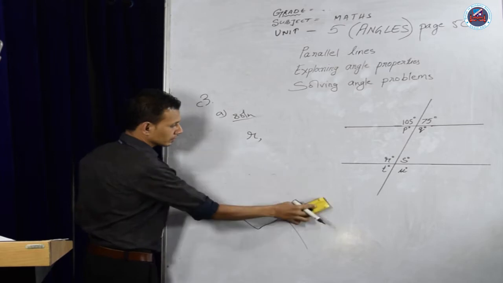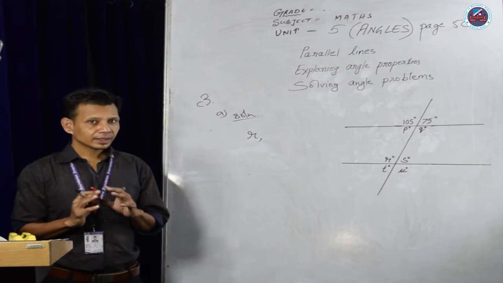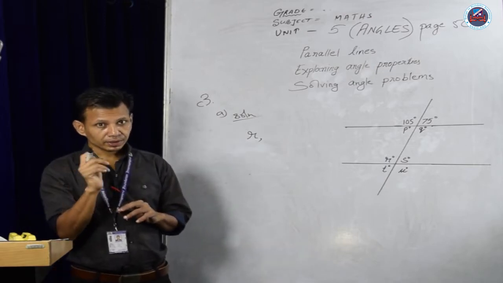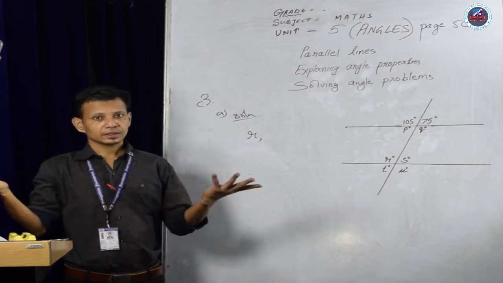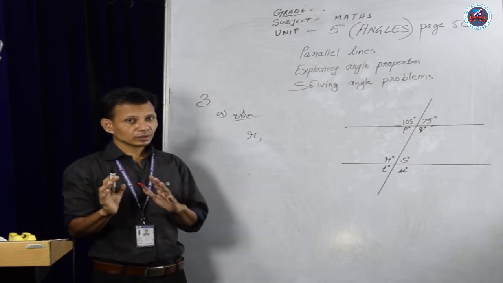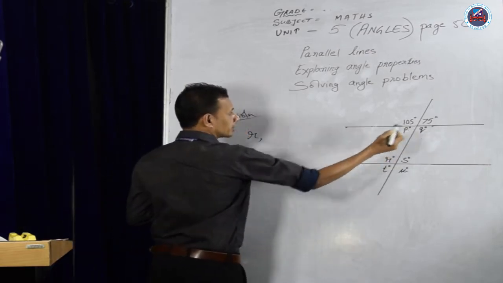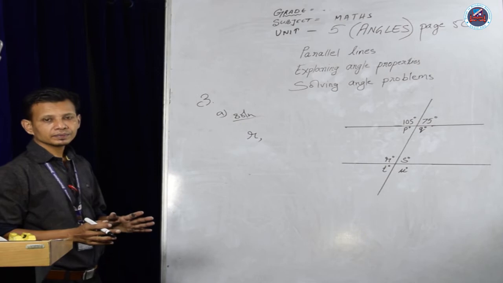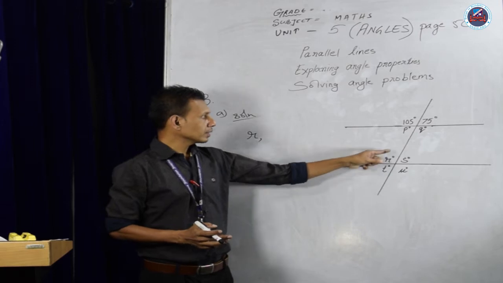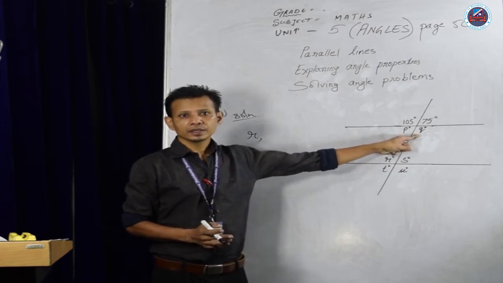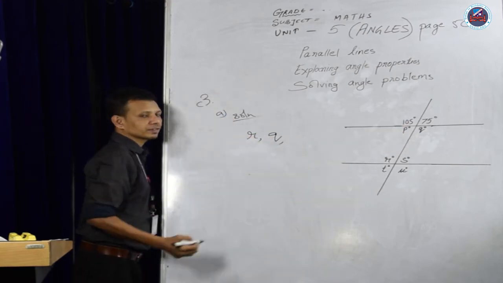So whenever you are searching for alternate angles, try to find the Z shape. It can be either this or it can be rotated. You know that, right? And whenever you're searching for corresponding angles, always search for F. So R and Q are same because of alternate angles. So when R is 105, why not Q? Because they are same. Q is also 105 degrees.